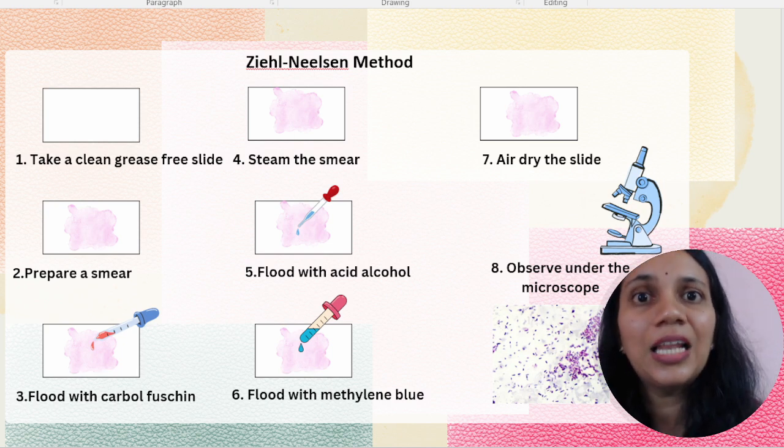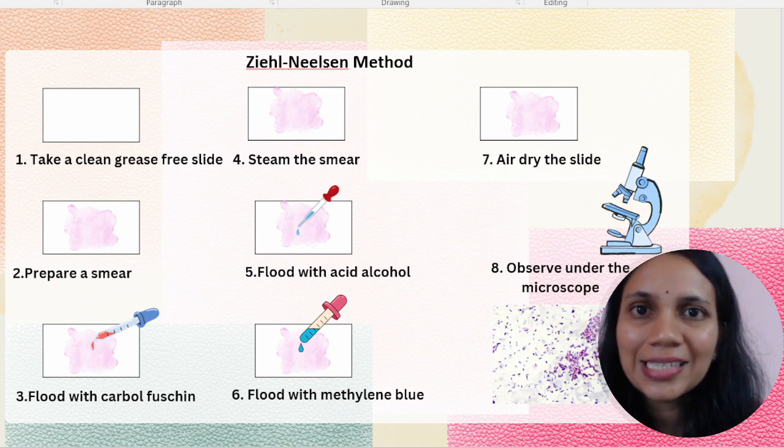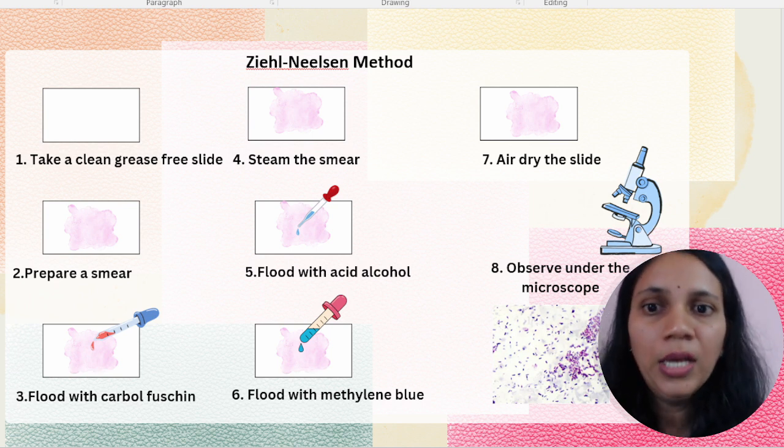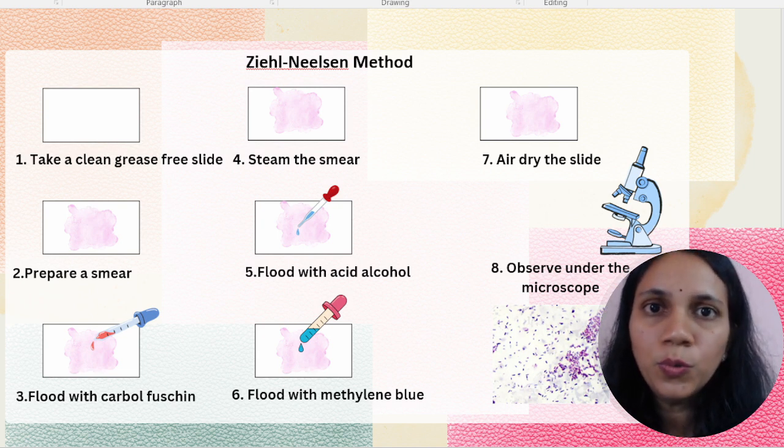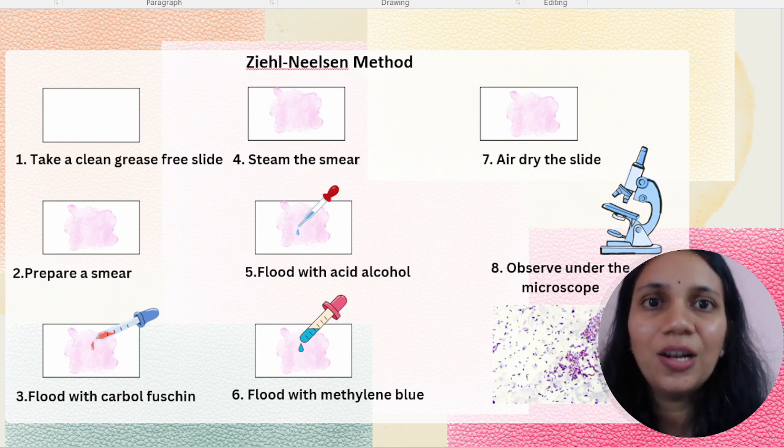After that is done, allow it to cool and rinse it with water so that the excess stain is washed off. Then the fourth step is adding a decolorizer. So the decolorizer that we are going to use here is acid alcohol.